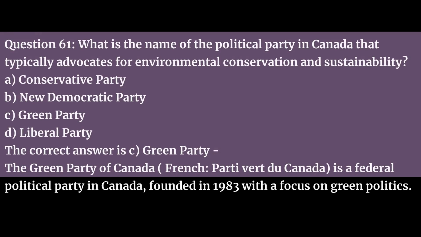Question 61. What is the name of the political party in Canada that typically advocates for environmental conservation and sustainability? A. Conservative Party. B. New Democratic Party. C. Green Party. D. Liberal Party. The correct answer is C. Green Party. The Green Party of Canada, French, Parti Vert du Canada, is a federal political party in Canada, founded in 1983 with a focus on green politics.